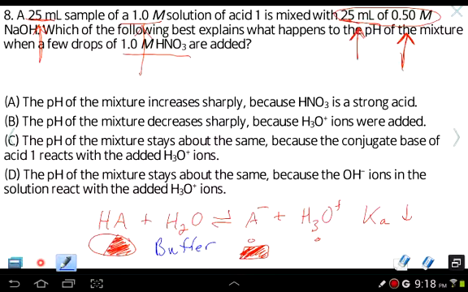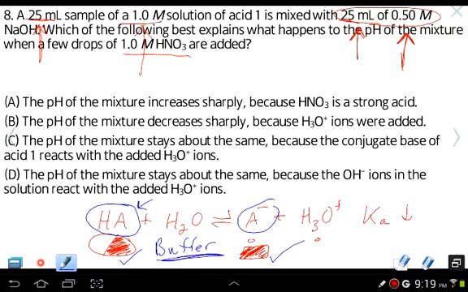There are two ways to form a buffer. You can add the weak acid and the conjugate base directly, or you can begin with the weak acid and then add a base to neutralize it to become the conjugate. Since we have half and half of acid and conjugate base, we have ourselves a buffer.